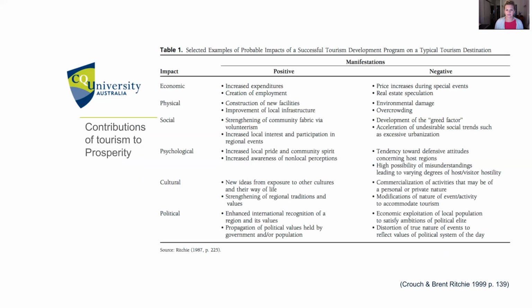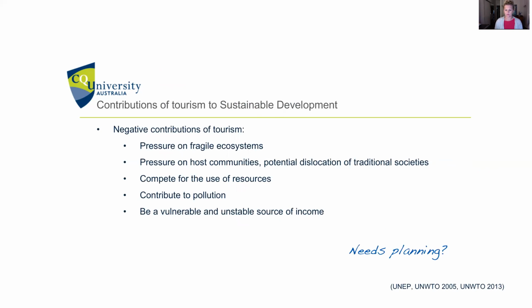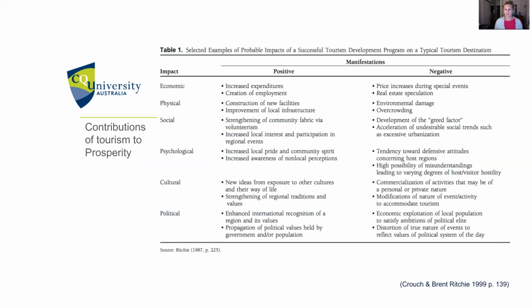Okay, so that was a basic assessment drawn from those things, but Crouch and Brent Ritchie in 1999 actually put together this long list of probable impacts of a successful tourism development program on a typical tourism destination. They're trying to put together a generalised set of negative and positive impacts that are worth thinking about when you're considering tourism as a strategy for development. You've got them in different categories: economic, physical, social, psychological, cultural and political. And they've got both the positive and the negative sides of that.